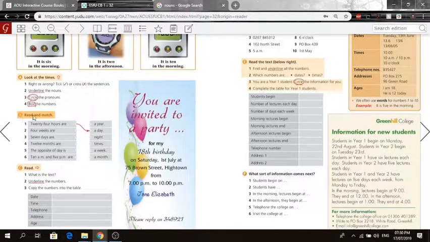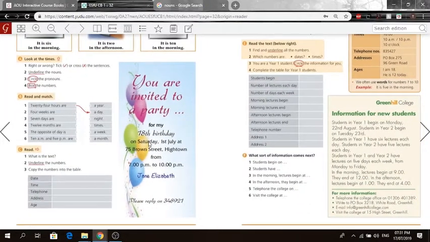You guys remember when I showed you that slide? So exercise B here, read and match. 24 hours are a day. I just showed you guys this a couple minutes ago if you go back. 4 weeks are obviously a month. 7 days are a week. 12 months are a year. The opposite of day is night. 10 a.m. and 5 p.m. are times. Okay? So, let's read this invitation here.